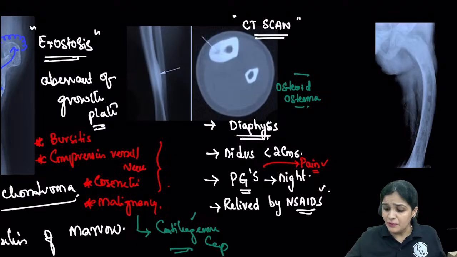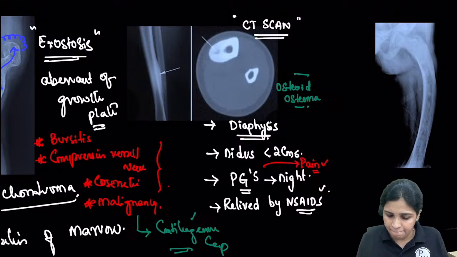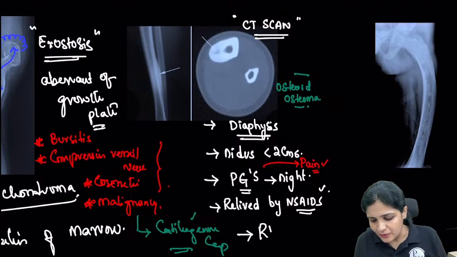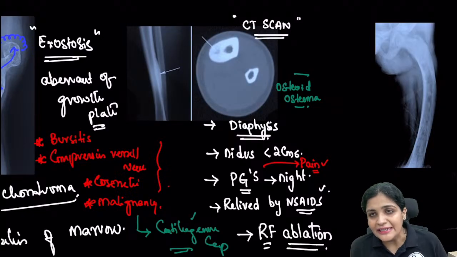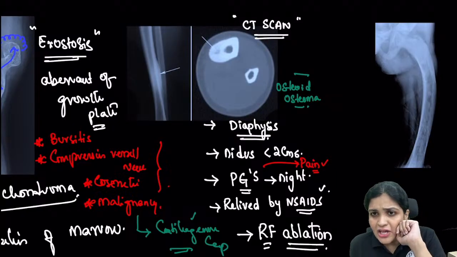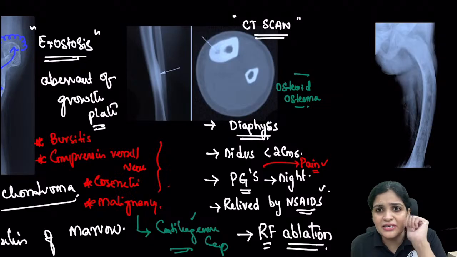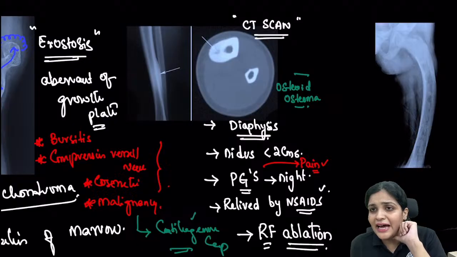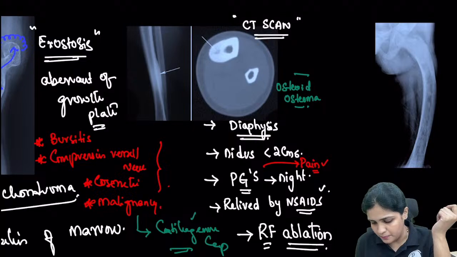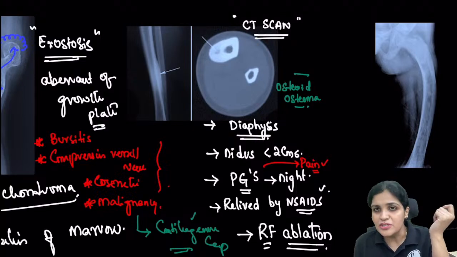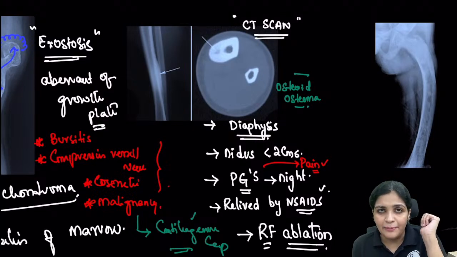Then what do you think the treatment would be for this? Radio frequency? No, radio frequency ablation. The advancement is that there is radio frequency ablation which we can give because the nidus is very, very small. So you go for radio frequency ablation. This has been asked in the exam as a match the following. Treatment for osteoid osteoma is RF ablation. Sometimes you can even go for excision also. But as the nidus is very, very small, we usually go for radio frequency ablation.